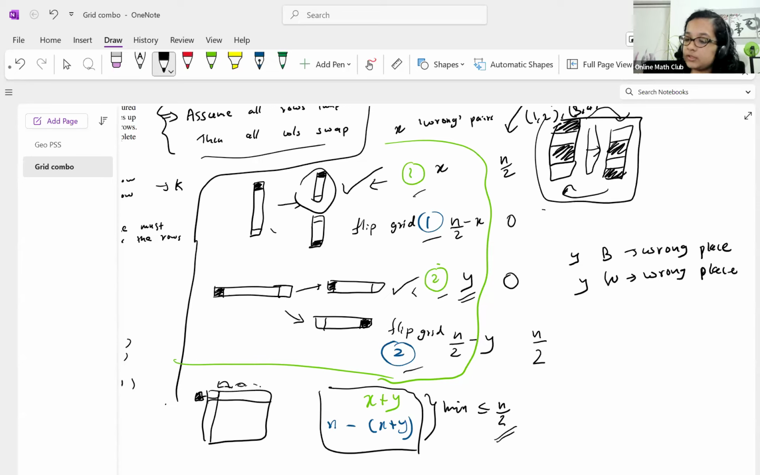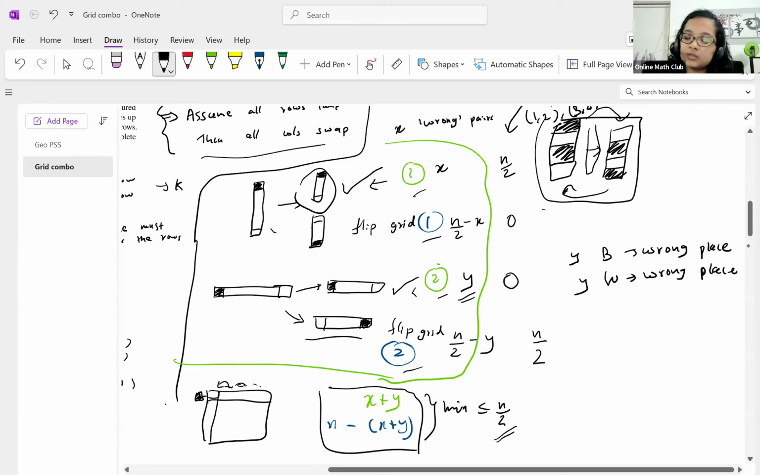Now how you get the n by 2 minus y is, here you have y black in the wrong place and y white in the wrong place. But in this case, you're aiming to return it to the opposite state. So if you had y black in the wrong place, now the remaining blacks are going to be in the wrong place. So now you're going to have n by 2 minus y black, which are wrong. And the remaining whites are going to be wrong because you want to return it to the opposite. So n by 2 minus y whites are going to be wrong. So again, you just need to do n by 2 minus y swaps to return all of these to the correct state.